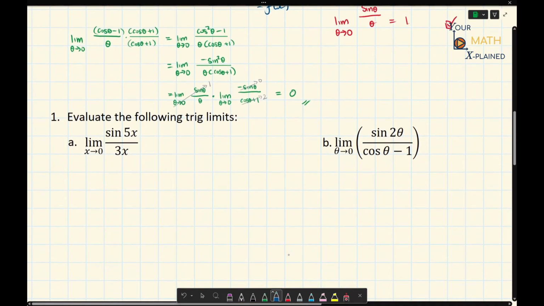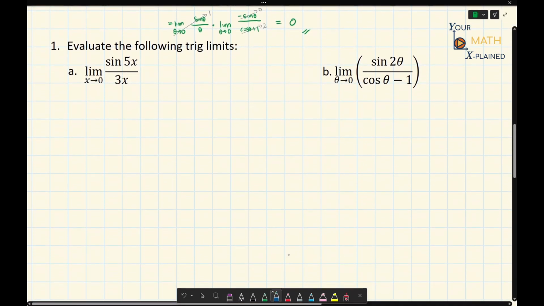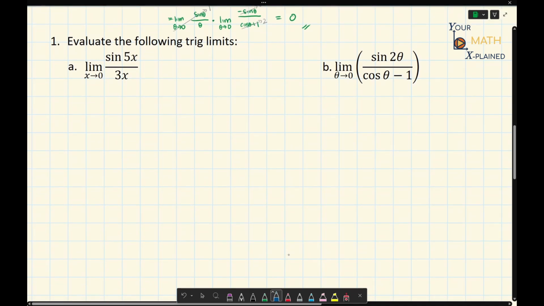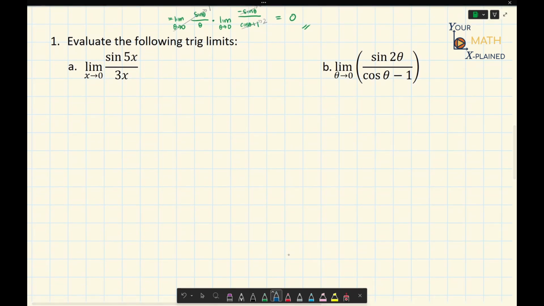Okay, so now we're going to take a look at a couple more examples where we can put them to use. The first one is to find the limit as x approaches 0 of sine 5x over 3x. So in order to use our limit, we need this argument to be the same as the denominator, right? Because it has to be sine theta over theta. So then that gives us a hint on how we want to start this.